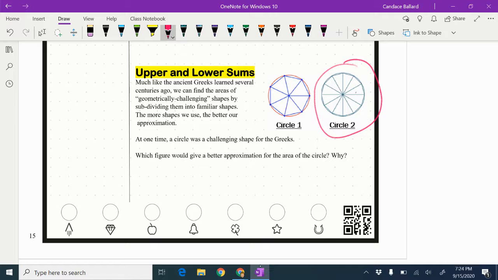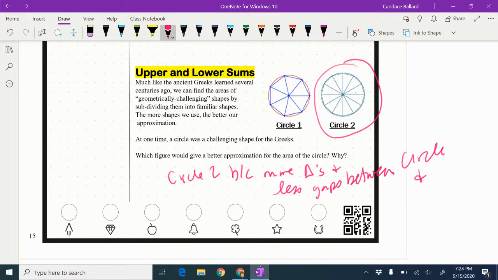So that's what I would write here. I would say circle 2 because more triangles, and because, look, there's less gaps between the circle and the triangles. Or there's less space, something like that.